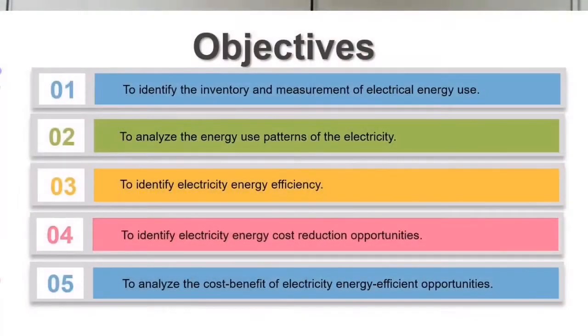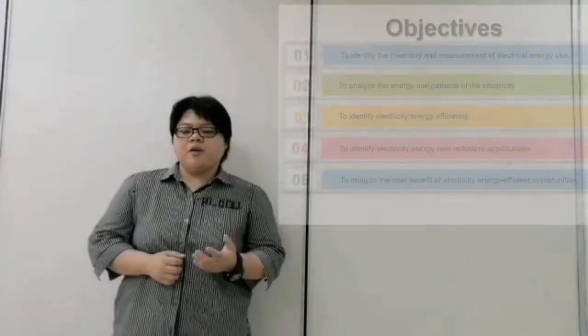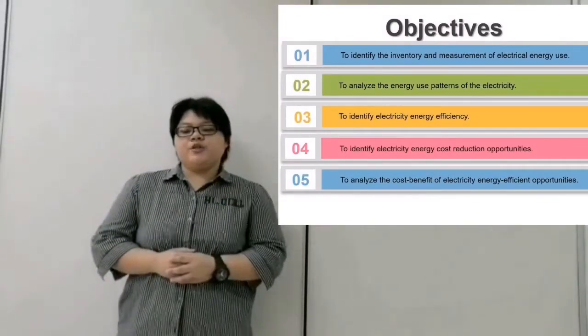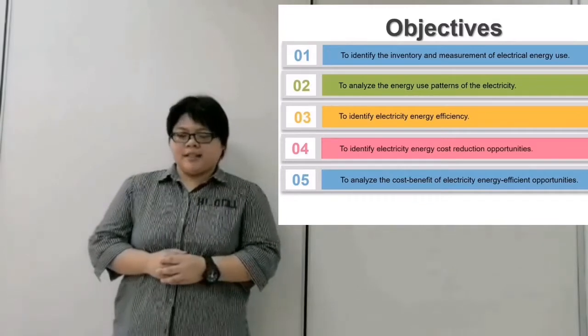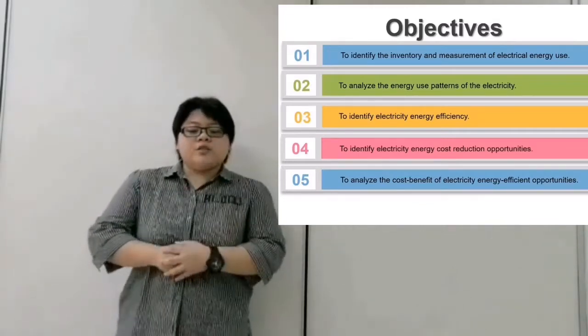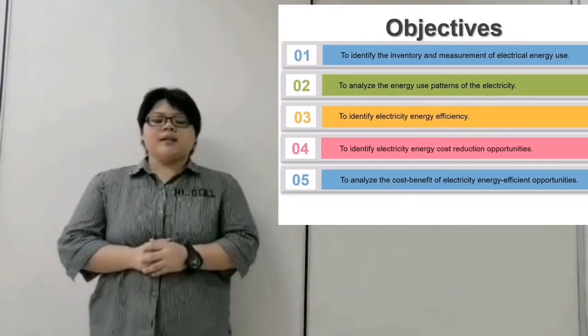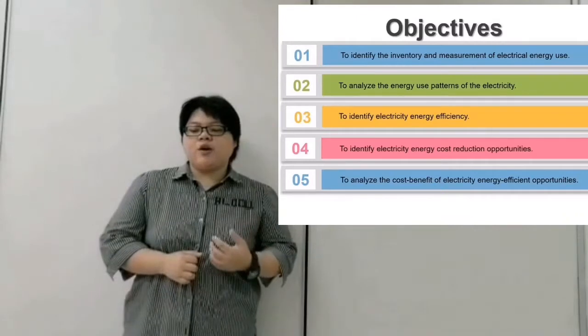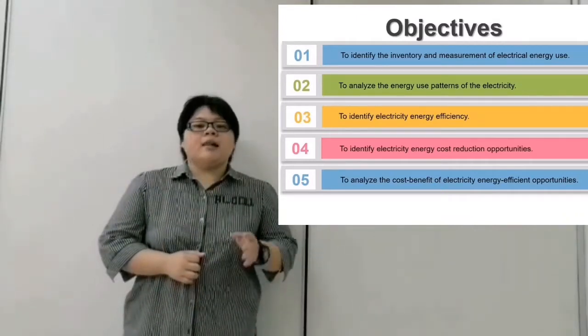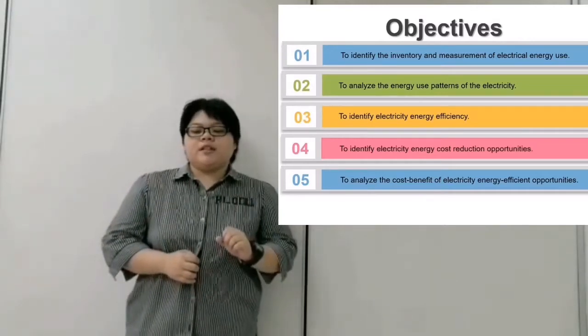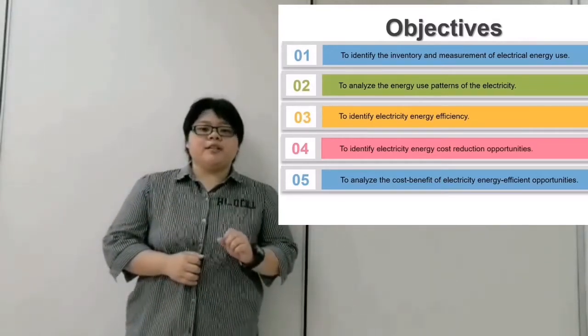Next is our objectives. We have 5 objectives. First, to identify the inventory and measurement of electrical use. Next is to analyze the energy use pattern of the electricity. Number 3 is to identify electricity energy efficiency. Next is to identify electricity energy cost reduction opportunities. Lastly, we want to analyze the cost benefit of electricity energy efficiency opportunities.